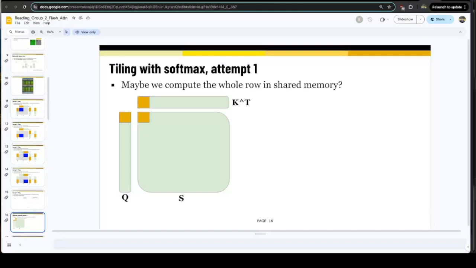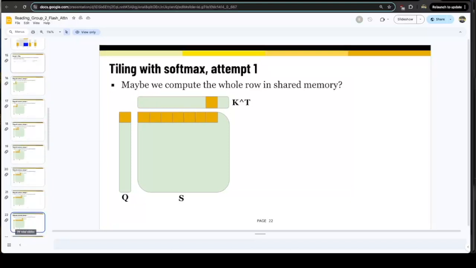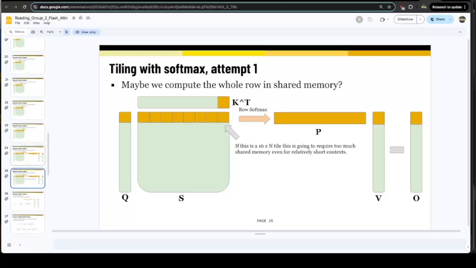The tiling with softmax is a bit of a tricky thing, though, because again, naively you would think, okay, we need this whole row to compute the softmax. So maybe my natural first attempt is, maybe we just try to compute this whole row in shared memory, right? So if you go through here, yes, you can. You just compute this whole row and take the softmax of it, multiply it with the value matrix. But this would never ever work because it is going to require way too much shared memory to do these tiles.